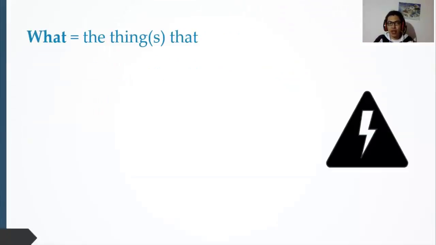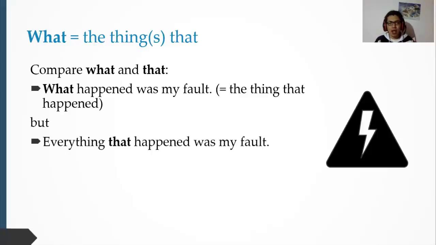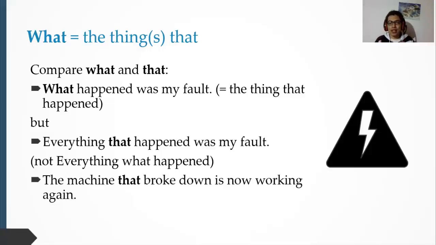What do we use for things? That. For example, compare what and that. What happened was my fault. The thing that happened. We are going to use what when we're talking about the thing that happened, something that happened. But everything that happened was my fault. Not everything what happened. The machine that broke down is now working again.